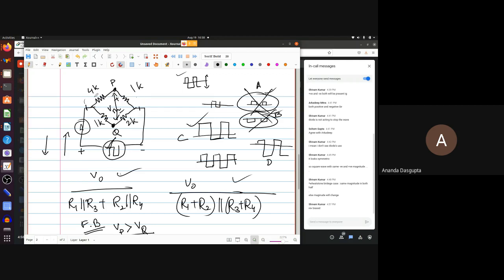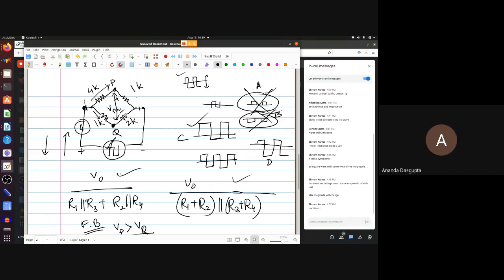Overall, the same drop across the two series combinations. If you look from this point to this point, you have the same drop in both cases. But that drop is divided with a higher voltage drop across 4 as opposed to 1, in fact 4 times higher. And here, a lower drop across 1 compared to 2, in fact 1/3 of the entire drop. I don't even need the 1/3 or 4/5. All I need is bigger drop here, smaller drop here, which means the voltage at P is actually less than the voltage at Q, right? Because this voltage is the same. So we can also say that for 5K and 3K, the current through 3K is higher.